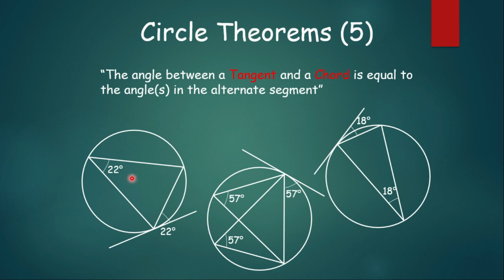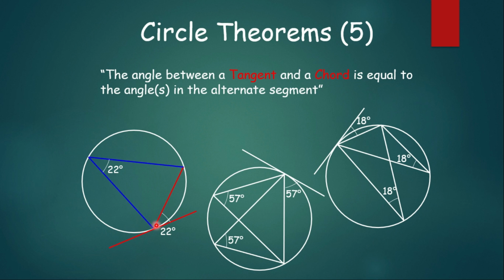Now, highlighting it more, we are saying that the tangent and the chord highlighted by the red line is equal to the alternate segment highlighted by the blue line. Looking at the movement very well, the tangent is here and the chord drawn to the circle is equal to the alternate segment. So 20 degrees here is equal to 20 degrees here.